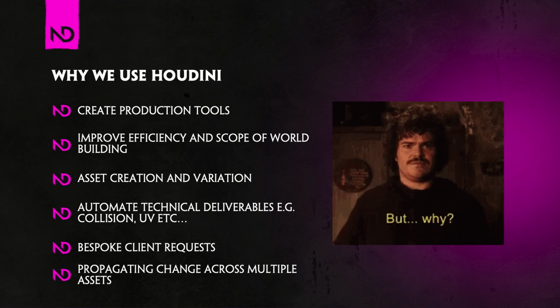We also use it for asset creation and variation, which is great because we can create one asset, expose a couple of parameters, and that could become a completely different asset, which then leads us into being able to automate certain aspects of technical requirements. So automating things like collision generation, UV, texturing, it does allow us to really remove some of the tedious tasks in production and for our teams.